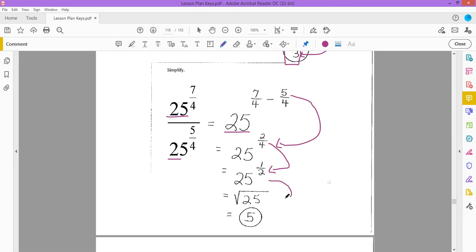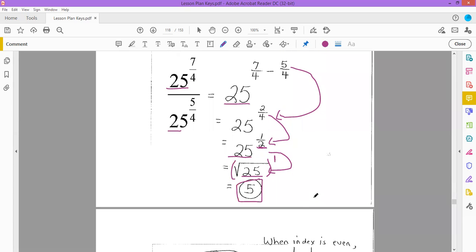And then we change that form to root form. We have our square root symbol. Why? Because we have 2 in our denominator, so we know we don't have to write the 2. The base of 25 goes underneath the root, and this is being raised to the first power. So the square root of 25 raised to the first power is just the square root of 25. When you punch in the square root of 25 in your calculator, you'll get 5. That's your answer.